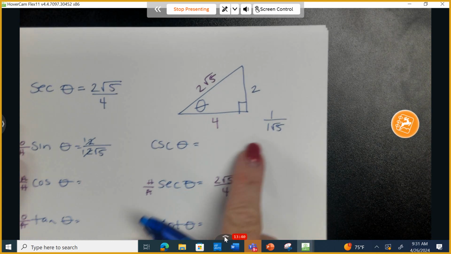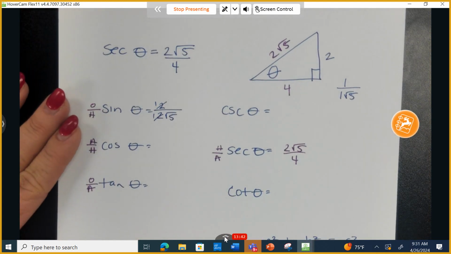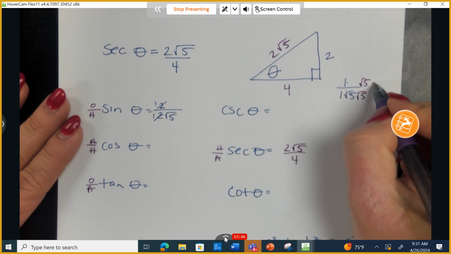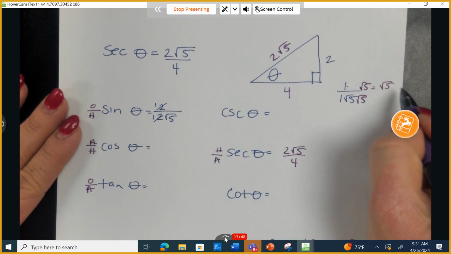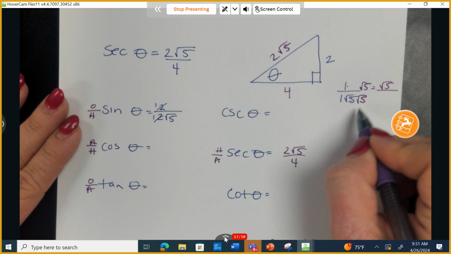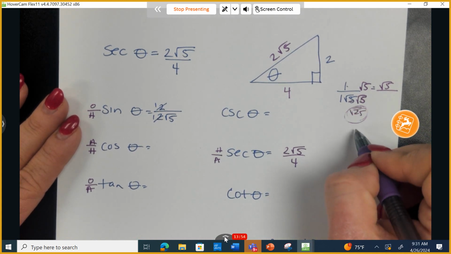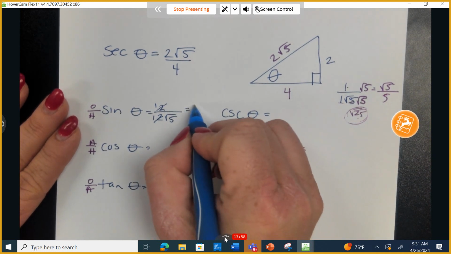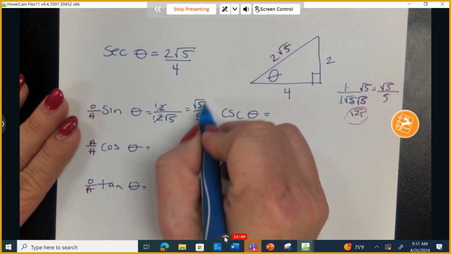But what do I do with this to put it in proper form? I do square root of 5 and square root of 5. So I have 1 square root of 5 on top. Well, that's the same as square root of 5. On the bottom, 5 times 5 is 25, and the square root of 25 is 5. 5 times 1 is 5. So sine is going to be square root of 5 over 5.